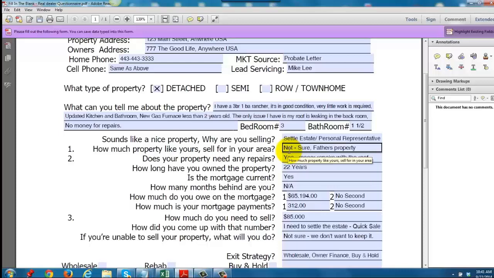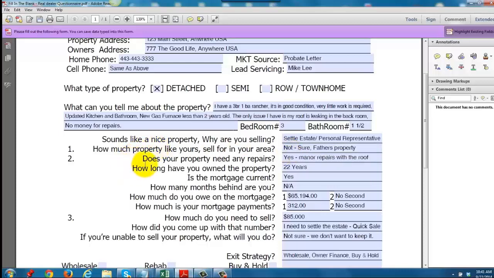Not only that, but this goes into my two-step negotiation strategy, where I'm negotiating a price on the phone, but then I have the opportunity to renegotiate that price once I get to the property. Now let's go to question number 3 here.